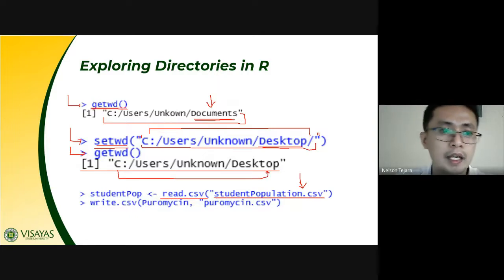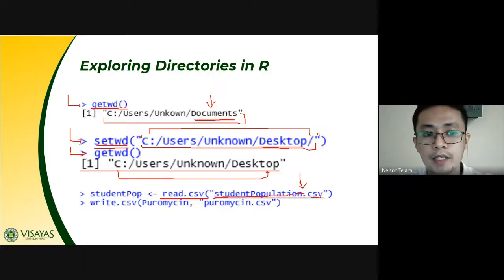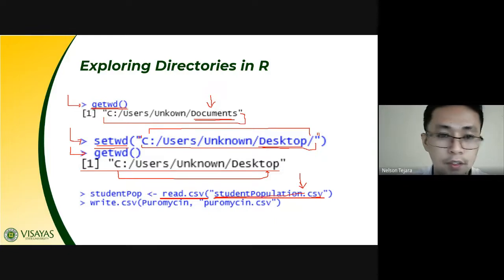And every file located in our working directory is accessible to R. So if we use this read.csv function and pass student population.csv, it can directly read this file because it is in the current working directory. So that's how we can directly import a CSV file using the read.csv function and supply the file name. But again, if your file doesn't reside in your working directory, you need to specify the actual file location. And the same is true with write.csv.